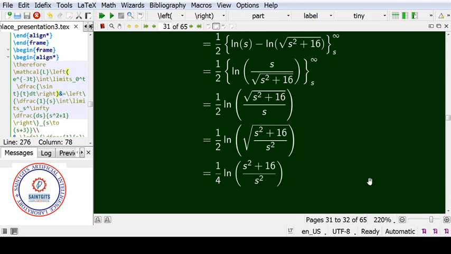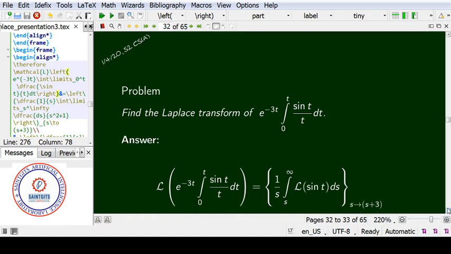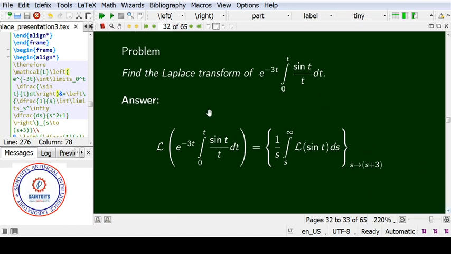Division by t leads to integration. Another problem, it contains many expressions. The outer expression is e raised to minus 3t. It leads to scaling in Laplace. Then integration. Then Laplace transform of integral becomes division by s. Then division by t. That leads to integration. We have to put it all together. So we start like this.